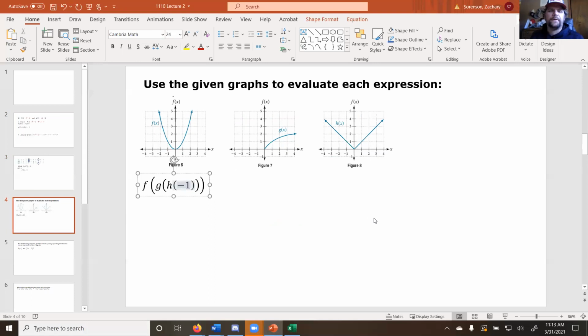But here, now we have three things. I have my f of g of h of -1. Seems pretty overwhelming, but step one is just figure out what this inside value is. Not worry about the fact that I'm even dealing with a composition of functions. I have this g and this f lying around. I just want to find what h of -1 is. So what is h of -1? Maybe it'll help to make these graphs a little bigger.